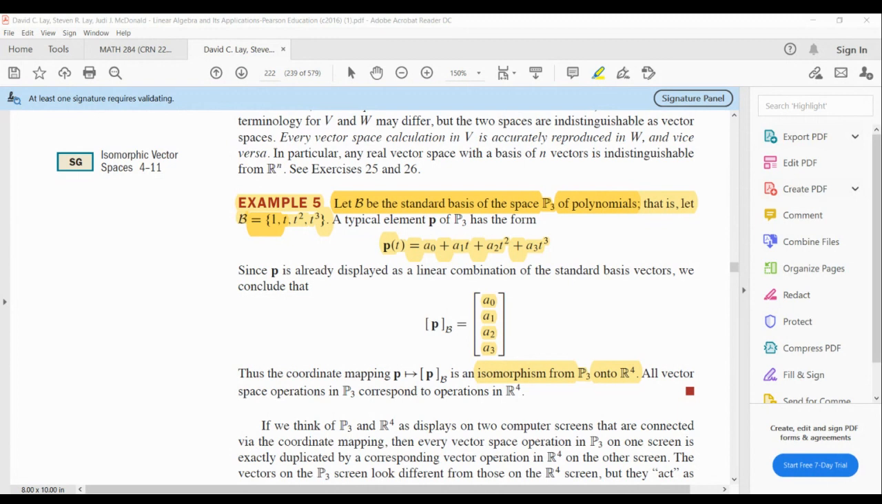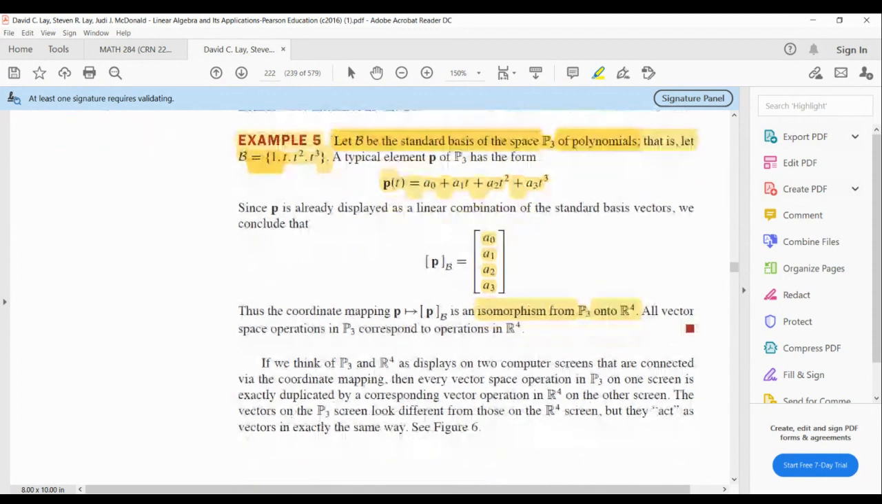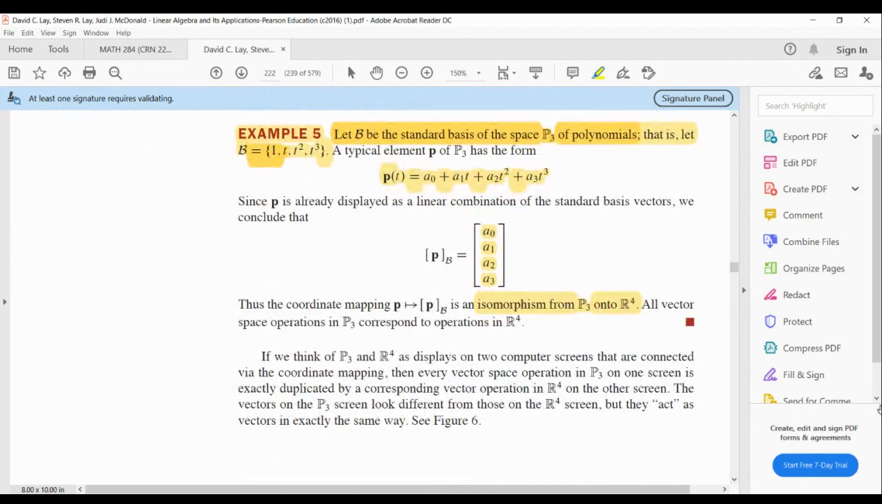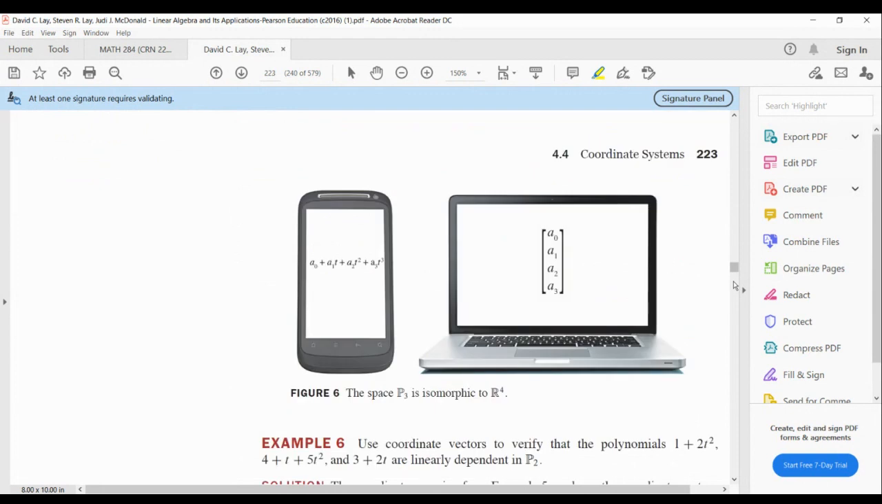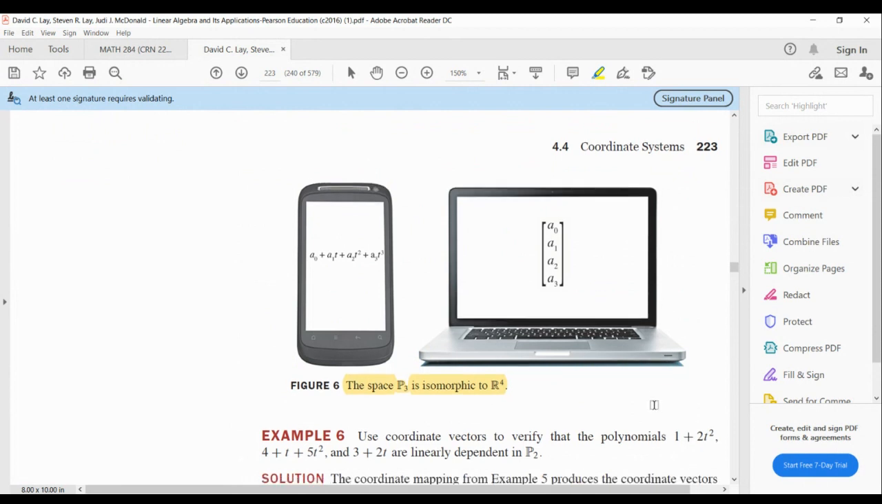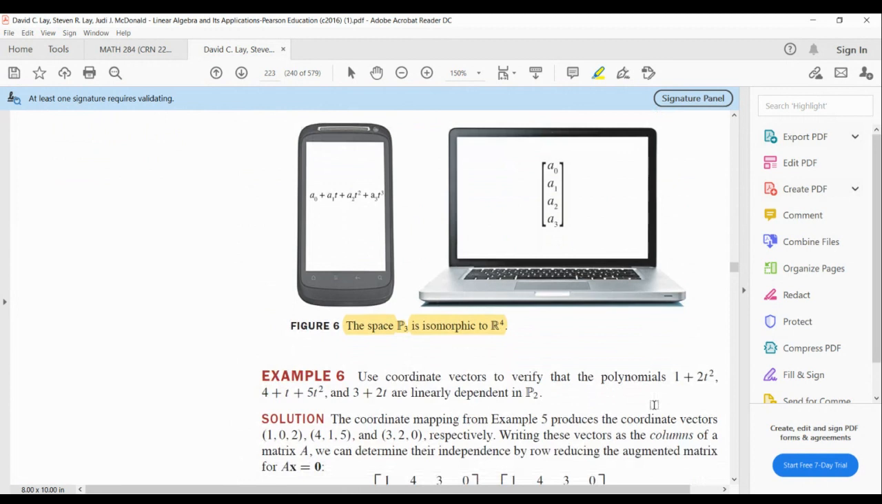All right. Well, let's move on then. Just go to the next page here. They have a little picture where the third degree polynomial space is isomorphic to R4. I don't really know if you need that picture, but they're just saying that.